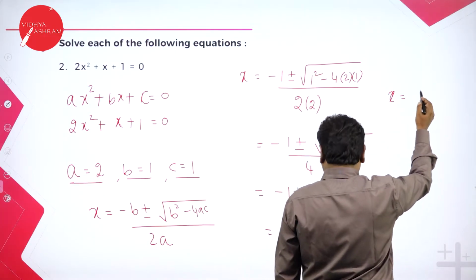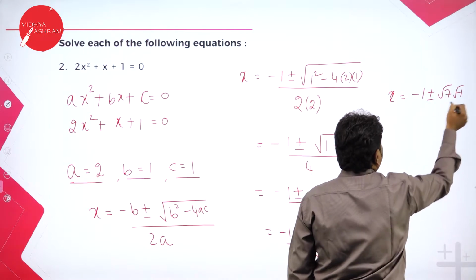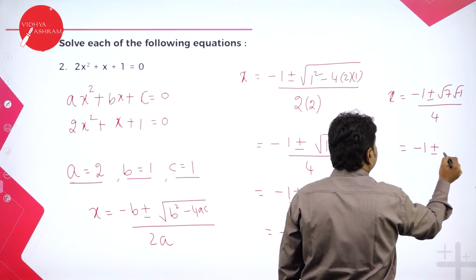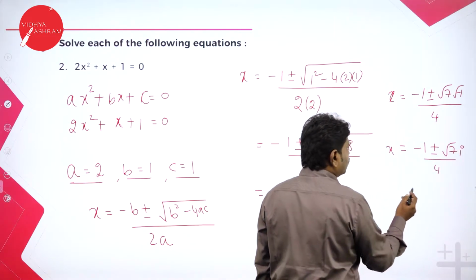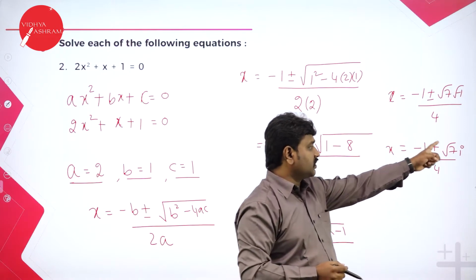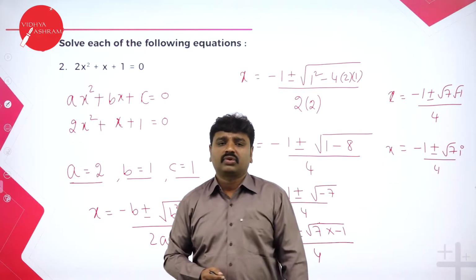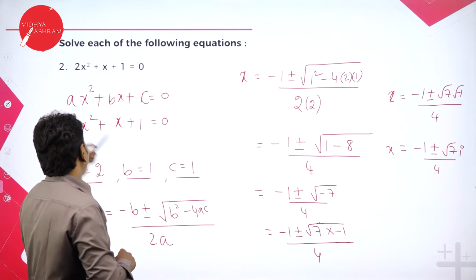X is equal to minus 1 plus or minus, can I write root 7 into root minus 1 divided by 4, that is minus 1 plus or minus root 7i divided by 4. So we got two roots. What are the roots? Minus 1 plus root 7i by 4, minus 1 minus root 7i by 4. So these are the two roots. Both the roots are imaginary or complex roots.